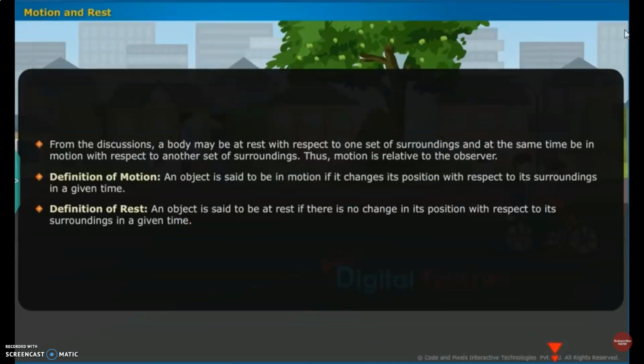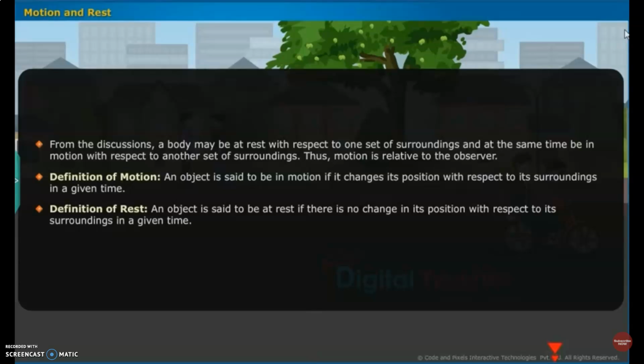From the discussions, a body may be at rest with respect to one set of surroundings and at the same time be in motion with respect to another set of surroundings, isn't it? Thus, motion is relative to the observer. What is the definition of motion? An object is said to be in motion if it changes its position with respect to its surroundings in a given time. I repeat, an object is said to be in motion if it changes its position with respect to its surroundings in a given time.